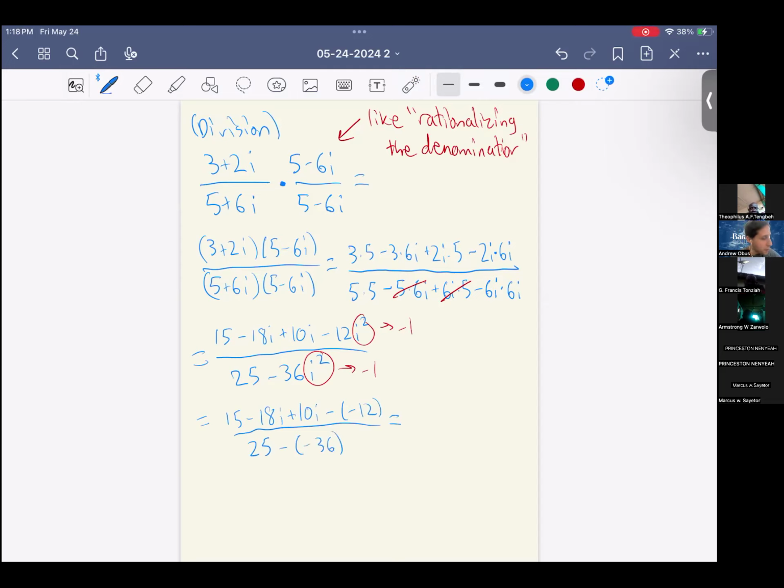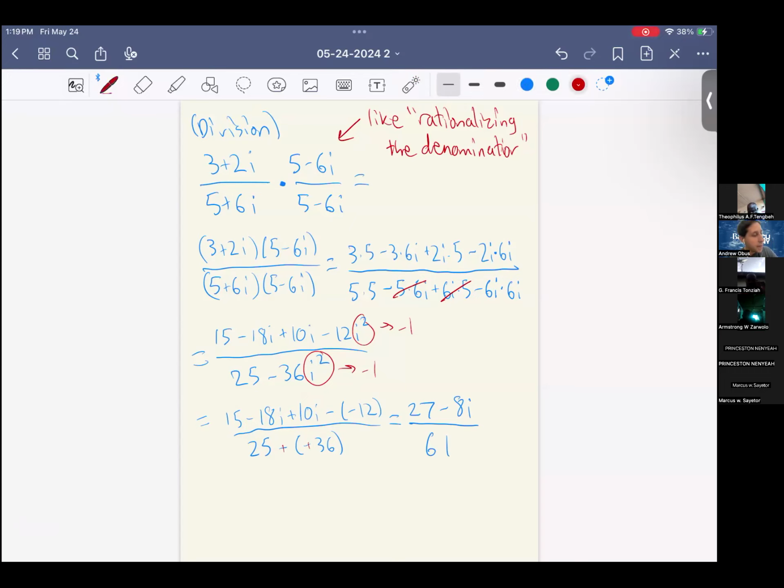So what's this going to equal? Well, we have the real part up here, which is 15 minus minus 12, so that's going to be 27. And then we have minus 18i plus 10i, so that's going to give us minus 8i. So the numerator's right, but then we have to be a little bit careful about the denominator. We have 25 minus minus 36. So that's 25 plus 36, and that turns out to be 61. So 27 minus 8i over 61.